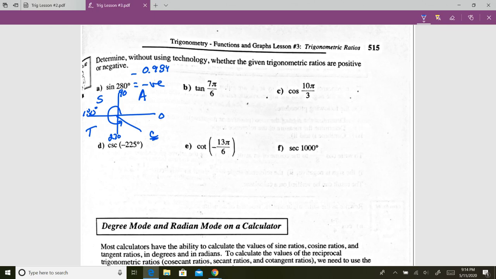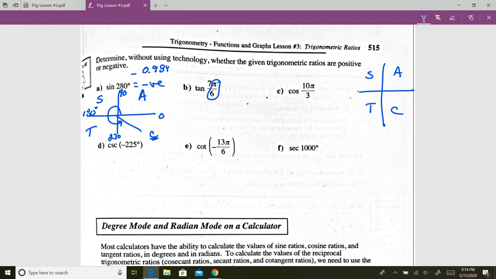So all I want to know is if things are positive or negative. So I'm going to write out the CAST rule here. Add sugar to coffee. Tan of 7 pi over 6. Okay, so we're in radians. You can do a quick calculation. Hopefully you remember your basic radians.